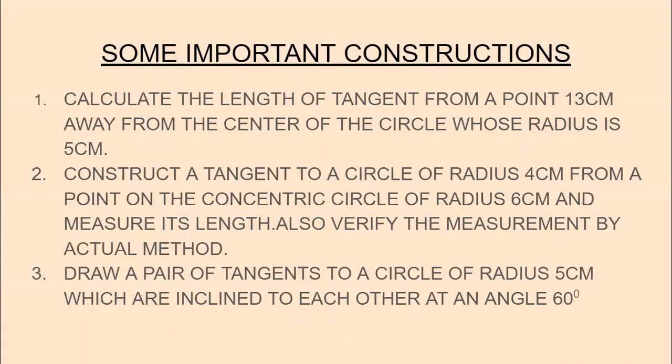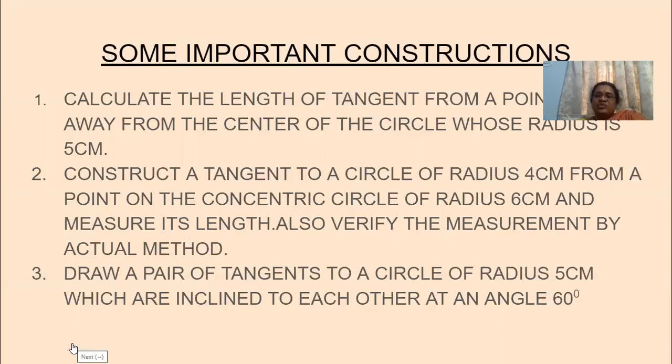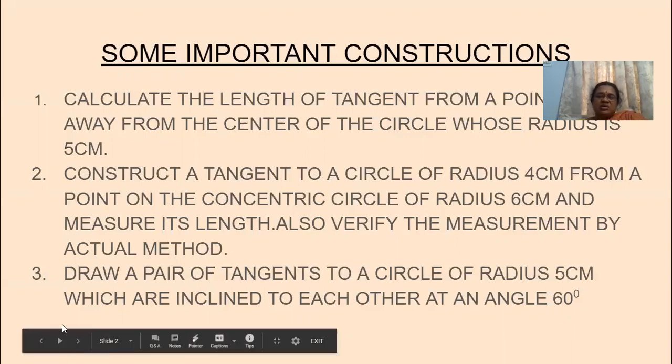The first one is calculate the length of a tangent from a point 13 centimeters away from the center of the circle, whose radius is 5 centimeters. And the second one is construction of tangents to the two concentric circles. The smaller circle radius is 4 centimeters and bigger one is 6 centimeters. We have to construct the pair of tangents. And the third one is, if angle is given and the radius of the circle is given, how to construct a pair of tangents for these circles.